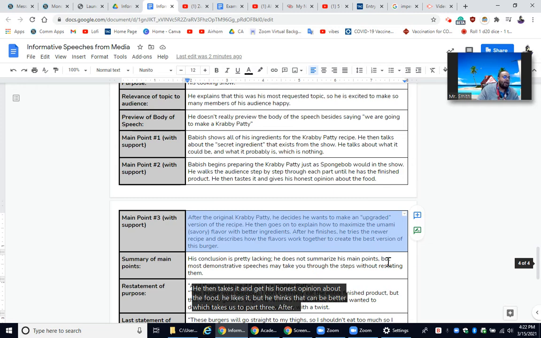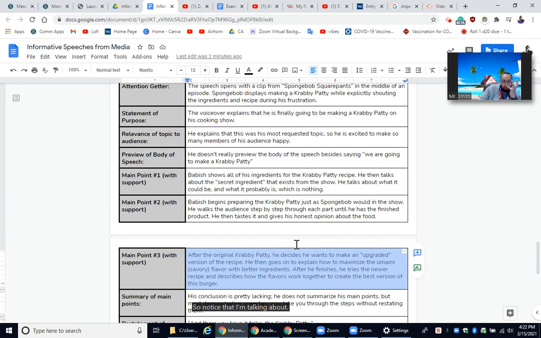After the original Krabby Patty, he wants to make an upgraded version of the recipe. He then goes on to explain how to maximize the umami flavor, otherwise known as the savory flavor, with better ingredients. After he finishes, he tries the newer recipe and describes how the flavors work together to create the best version of this burger.